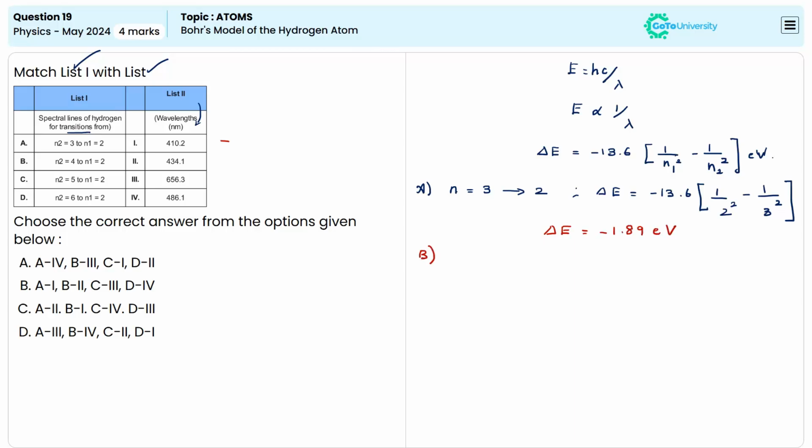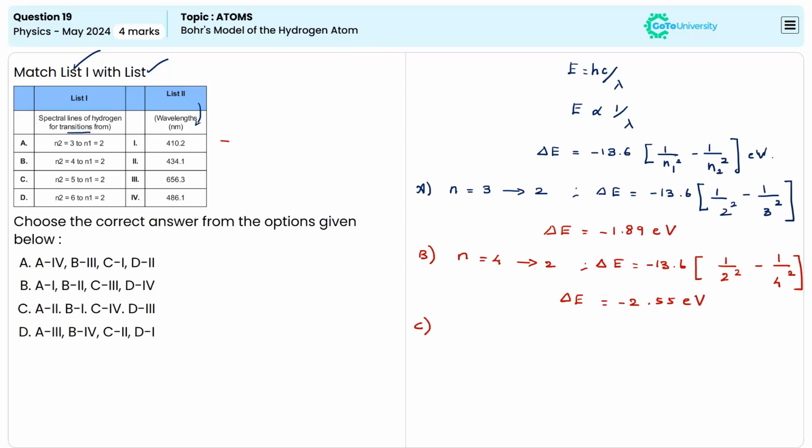Similarly, we can calculate the energy difference for option B, where the atom is moving from the 4th to the 2nd orbit. So here del E will be equal to minus 13.6 times (1 divided by 2 square minus 1 divided by 4 square). When we simplify this, we get del E is equal to negative 2.55 electron volt.